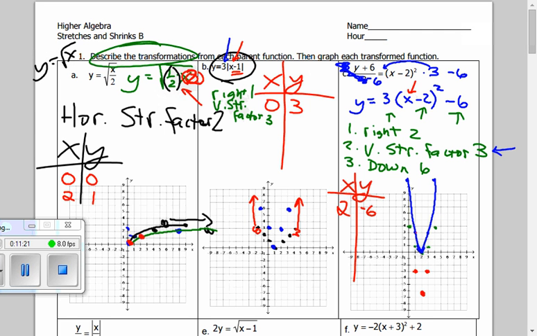Could you just do it with the XY chart right from the beginning? Yeah. And some of you guys will choose that option. Instead of graphing the parent and then moving it and stretching it, you can use the XY chart as long as you're good at plugging numbers in.